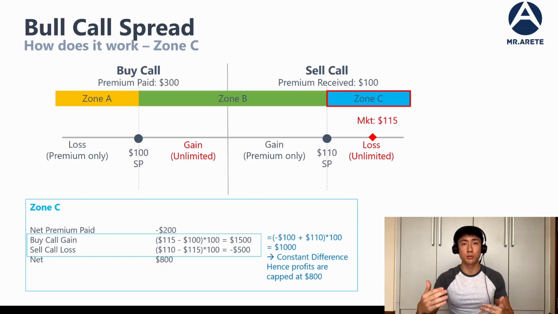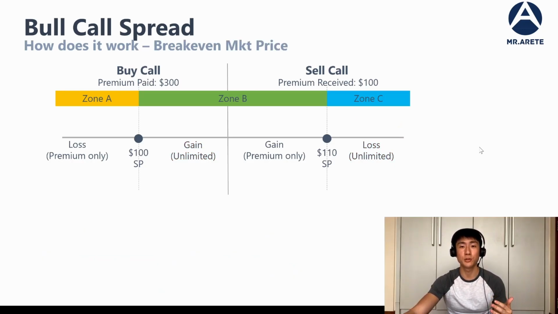If the stock price goes up higher to, let's say, $150, this concept and this math will still hold true. So I hope from this example you see the power of a bull call spread. Essentially, your risk is so low. The maximum loss that you will incur is only $200, and the maximum gain that you might potentially enjoy is $800, and that is actually very, very attractive.